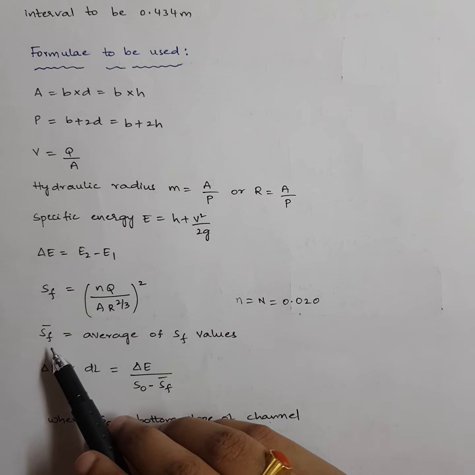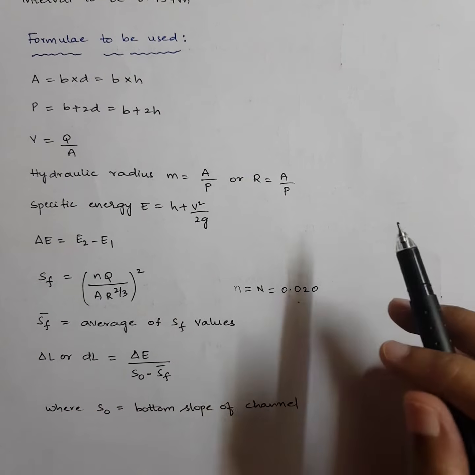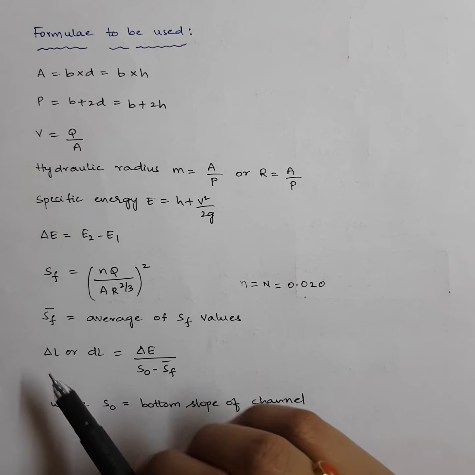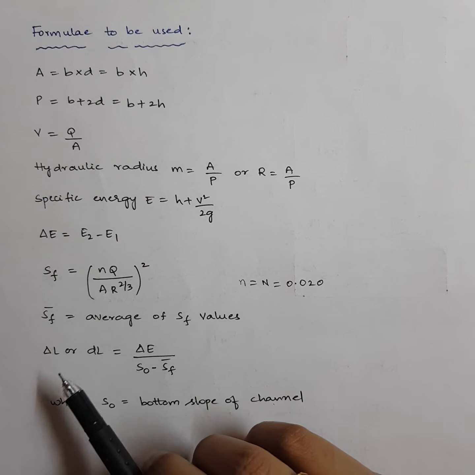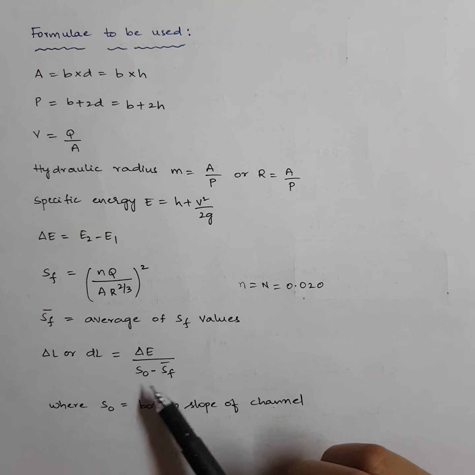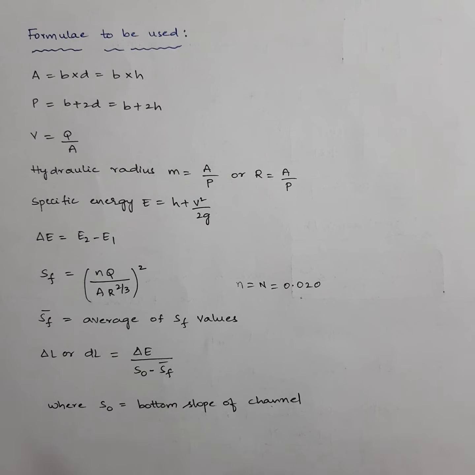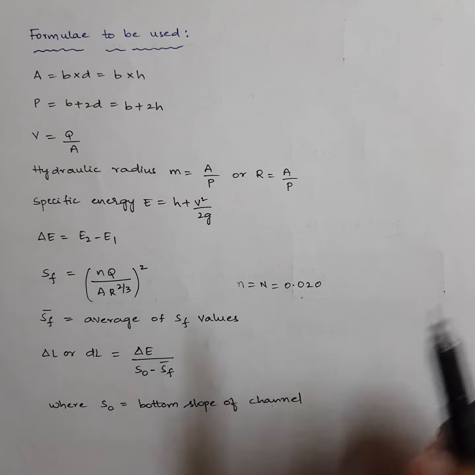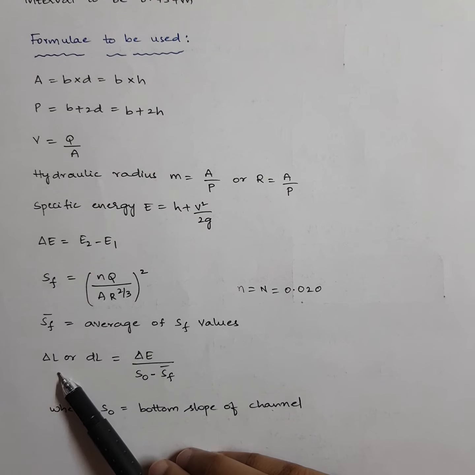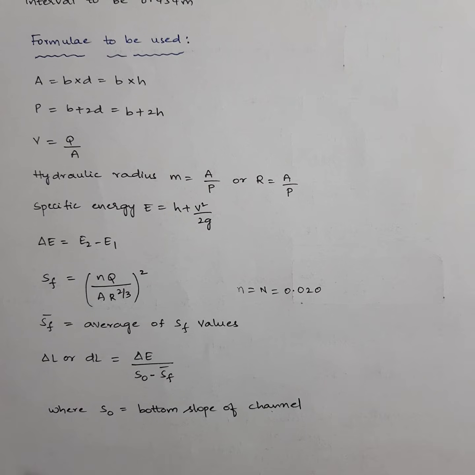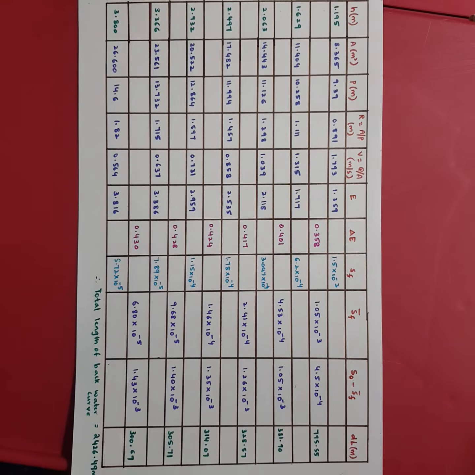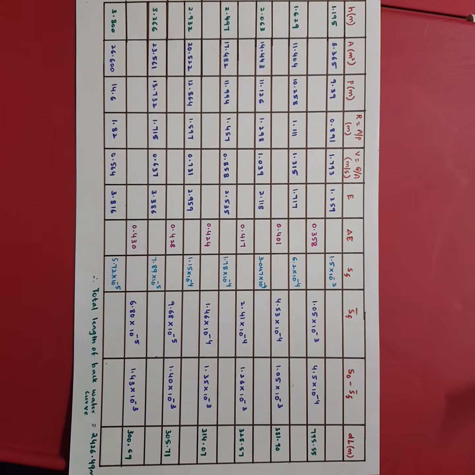Next, SF bar. SF bar is nothing but the average of two SF values. For two intervals, we will take the average, that will be SF bar. Next is delta L, or DL, or delta X, given by the formula delta E by (S0 minus SF bar). As you know, S0 is the channel bottom slope. Like this, for every interval, we will end up solving for delta L. Once you add all the delta L's for all the intervals, you will get the total length of the backwater curve. Right, this is our tabular column which we will be putting up.